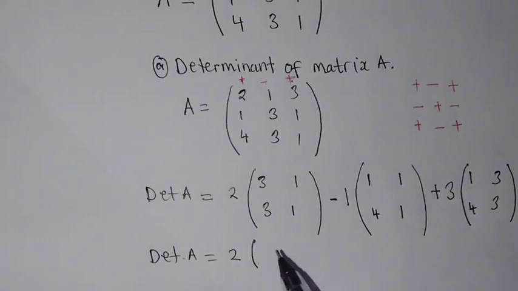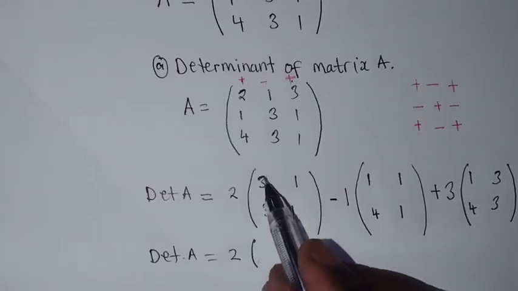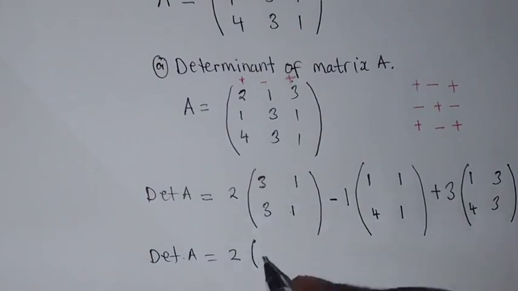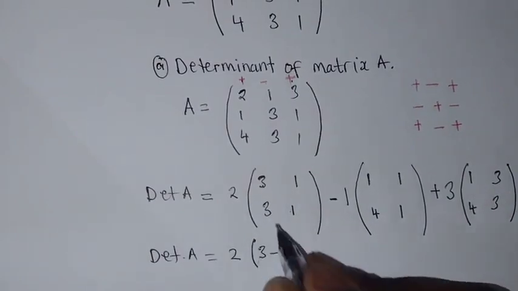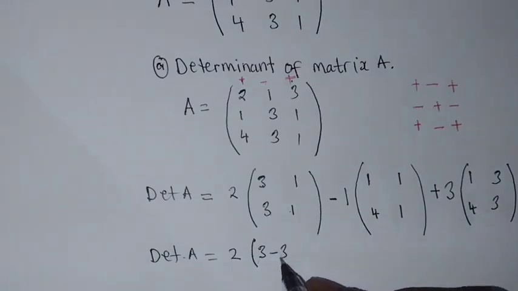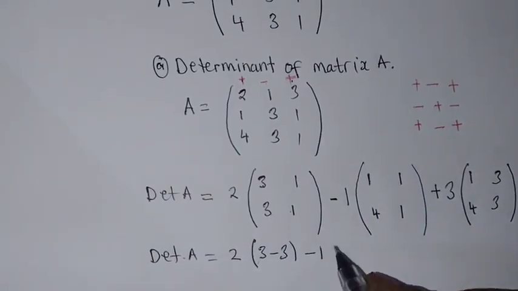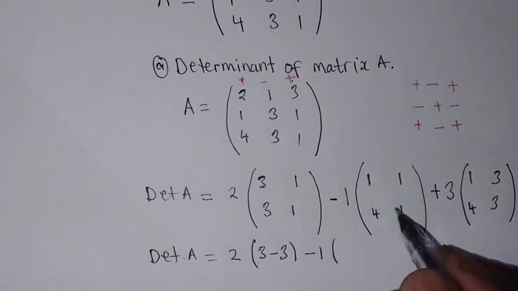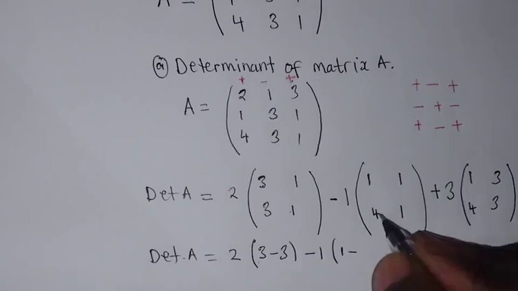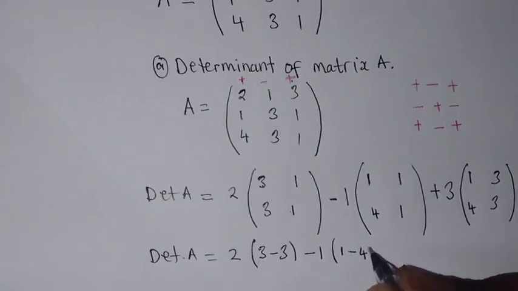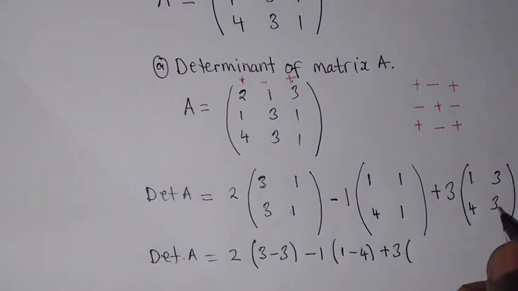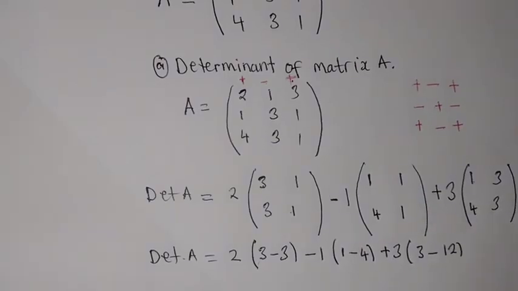We get the product of the major diagonal, then minus the product of the minor diagonal. So the major diagonal is 3 and 1. So 3 times 1 gives us a 3. Minus 3 times 1 gives us a 3. Minus 1. Again here, the major diagonal 1 times 1 is a 1. Minus 4 times 1 is a 4. Then plus 3. 1 times 3, you get a 3. Minus 4 times 3, you get a 12.